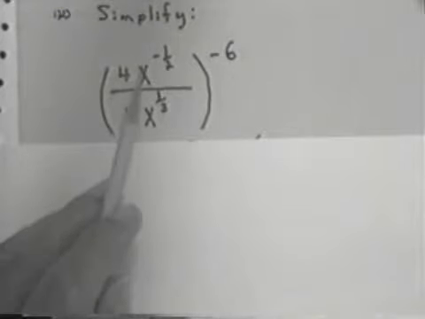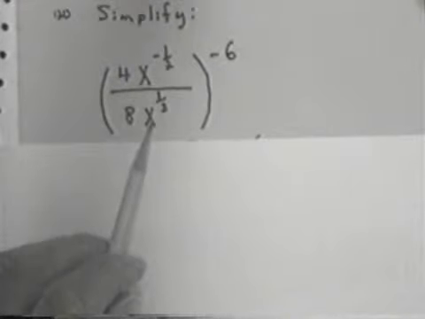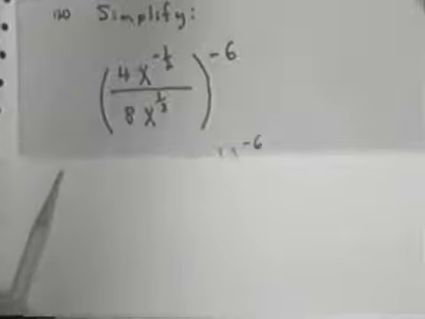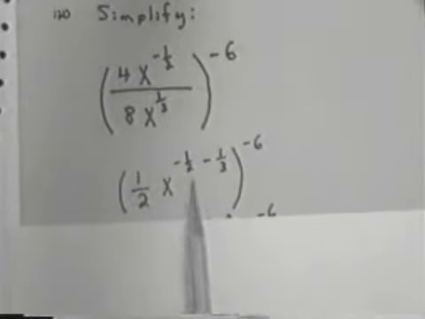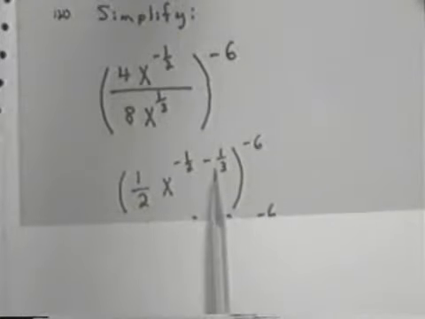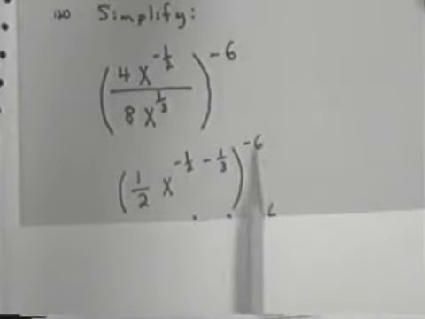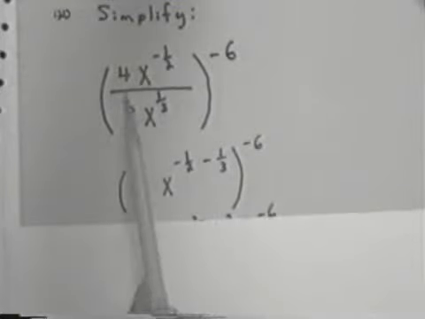So the first step is to work inside symbols of inclusion. I can reduce the 4/8 to 1/2, and to divide powers with the same base, I keep the base and subtract the exponents. So I would have 1/2 x to the negative 1/2 minus 1/3, all raised to the negative 6 power. I keep the base and subtract the exponents, the top exponent minus the bottom exponent.